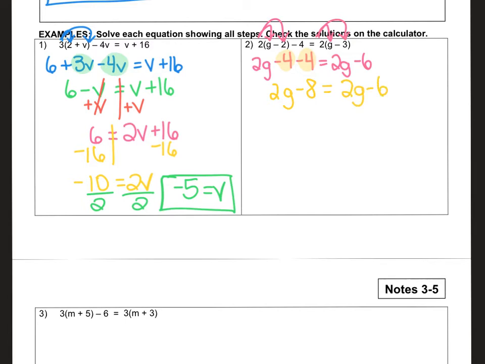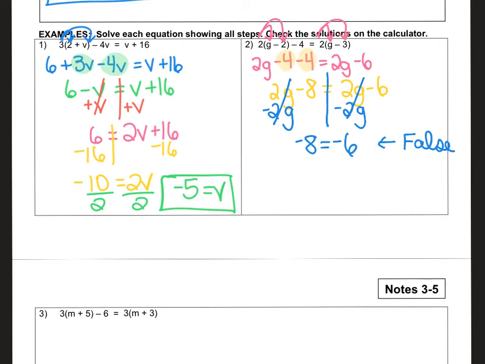So now we can start moving our variables. Remember, we said we usually move the smaller of the two just to make it a little easier, but if you notice, these are both 2g, so it really doesn't matter which way I move them. I'm just going to choose to subtract on this side. And what you should see happens is your variables canceled out, and you are left with negative 8 equals negative 6. So what we should see, that is not true. That is a false statement. Negative 8 will never equal negative 6.